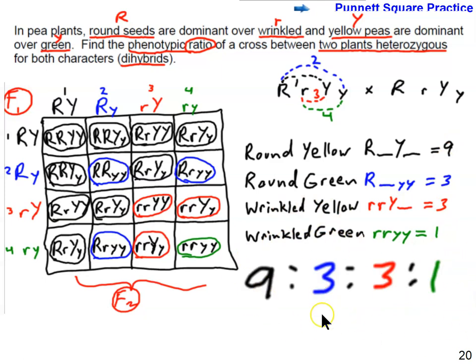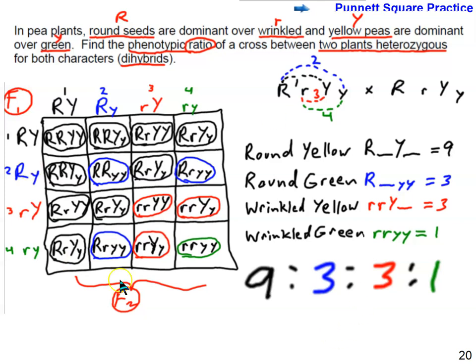And you can take that to the bank. In other words, just like for a monohybrid cross with a 3 to 1 phenotypic ratio and a 1 to 2 to 1 genotypic ratio, you can remember that. You don't have to do a Punnett square if you are crossing 2 parents that are heterozygous for one gene, it's going to be a 3 to 1 phenotypic ratio and a 1 to 2 to 1 genotypic ratio, as long as we're dealing with complete dominance.